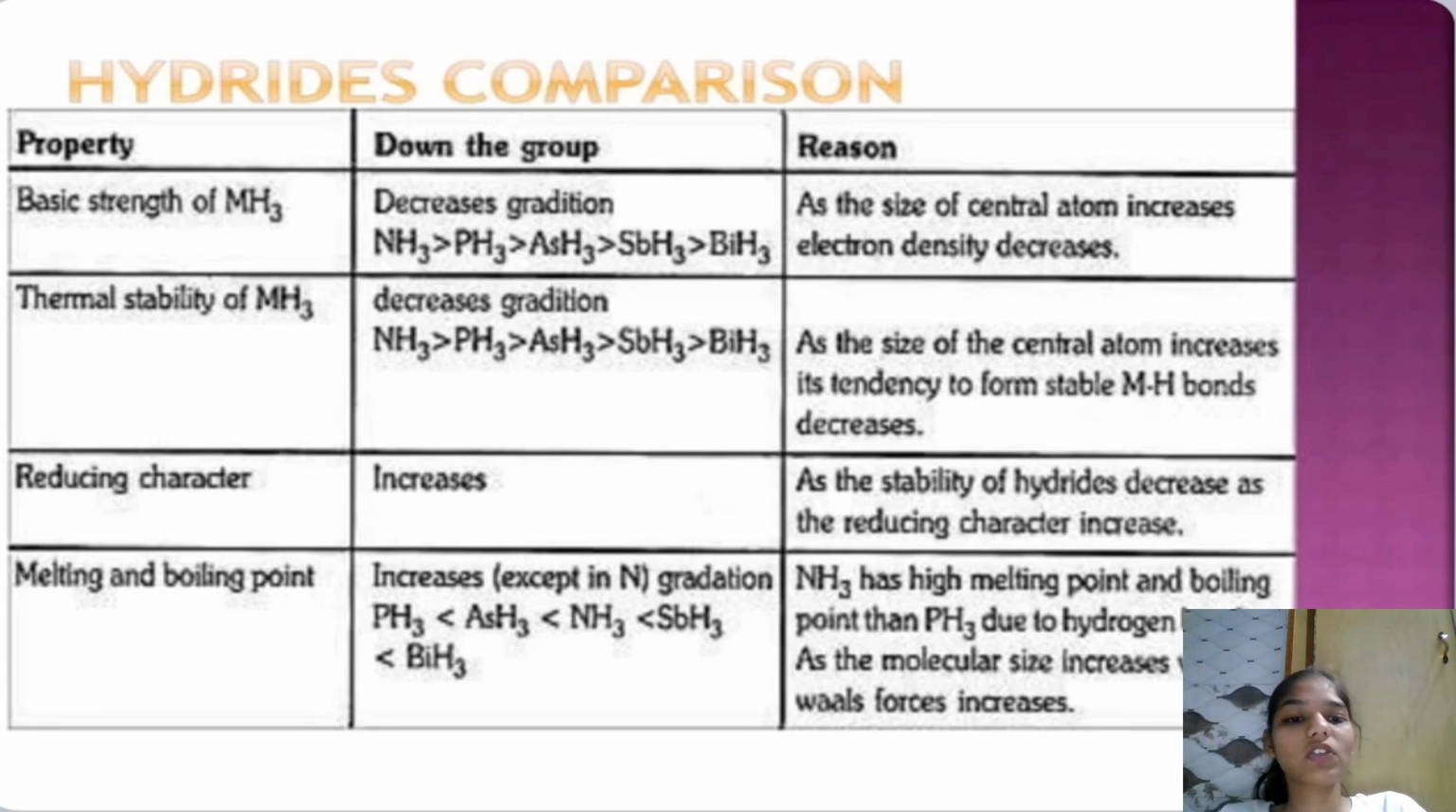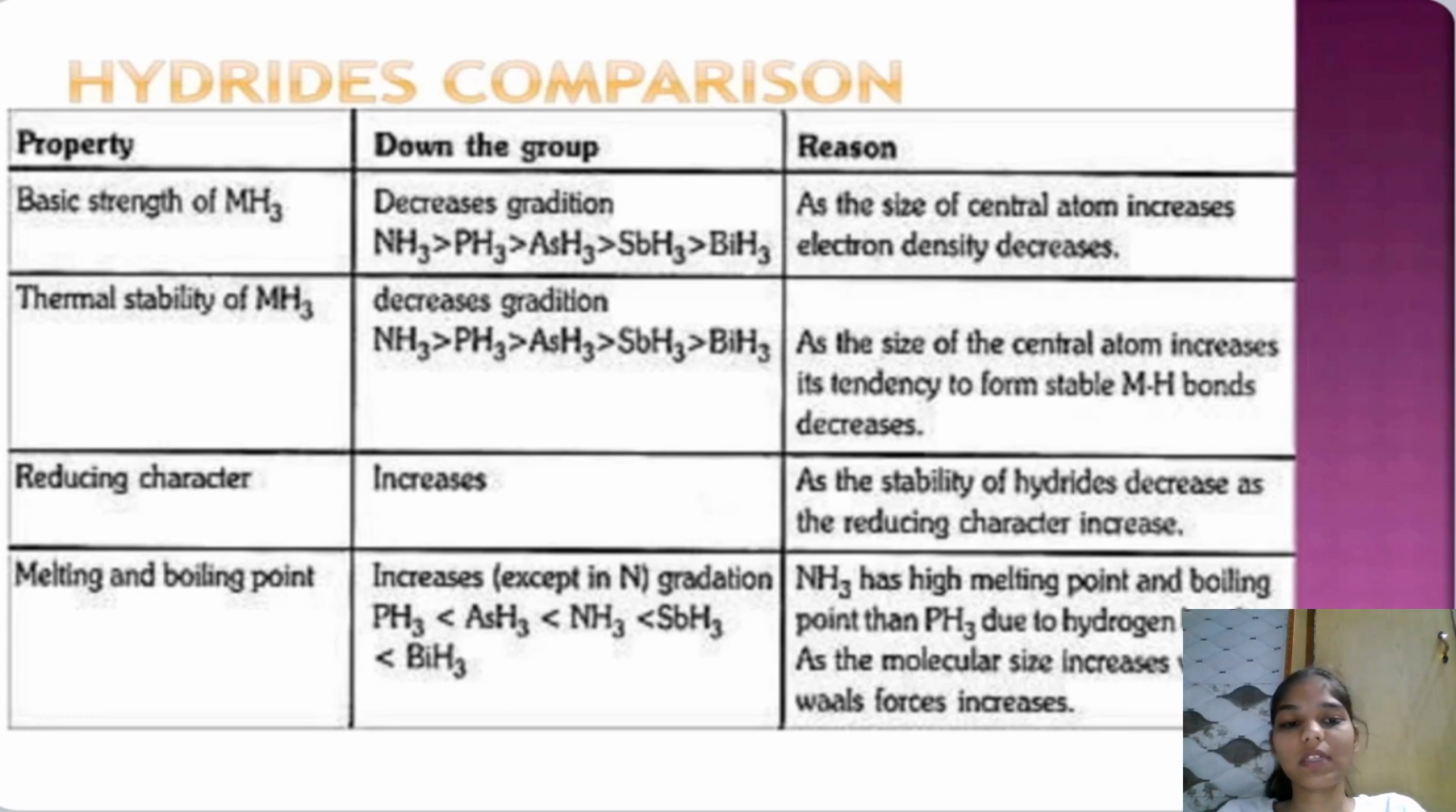First is the basic strength of hydrides. It decreases gradually down the group. So as we move down the group, the basic strength of the hydride decreases. Reason is, as the size of the central atom increases, the electron density decreases. Next is the thermal stability. Thermal stability also decreases down the group because the size of the central atom increases. Its tendency to form the stable M-H bond also decreases.